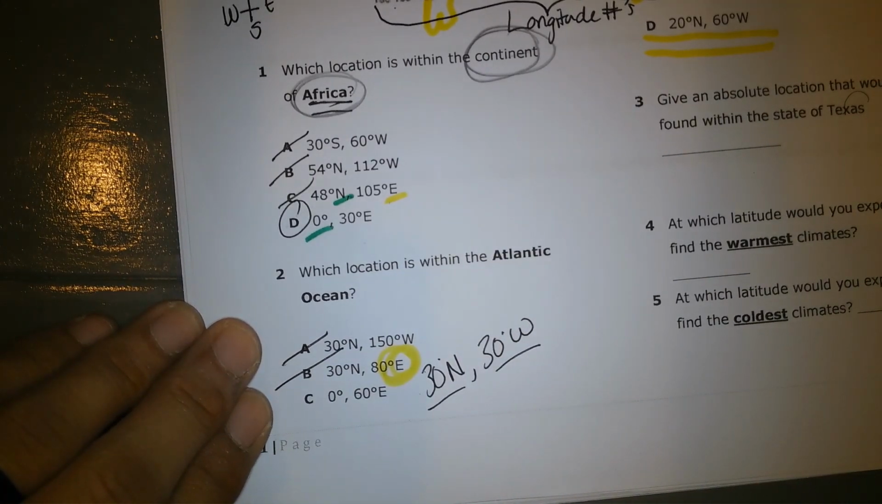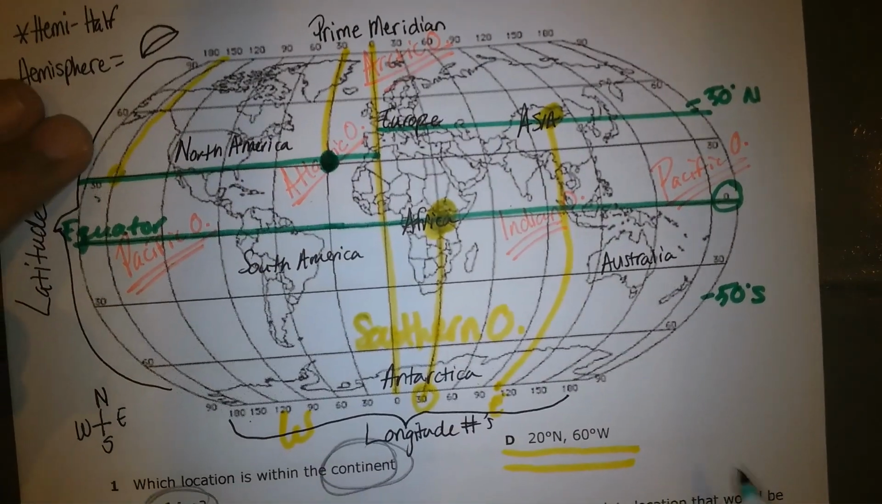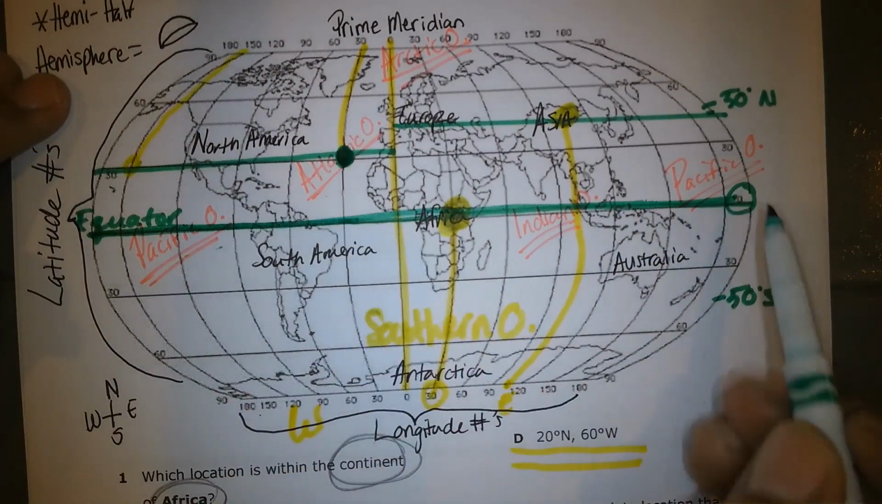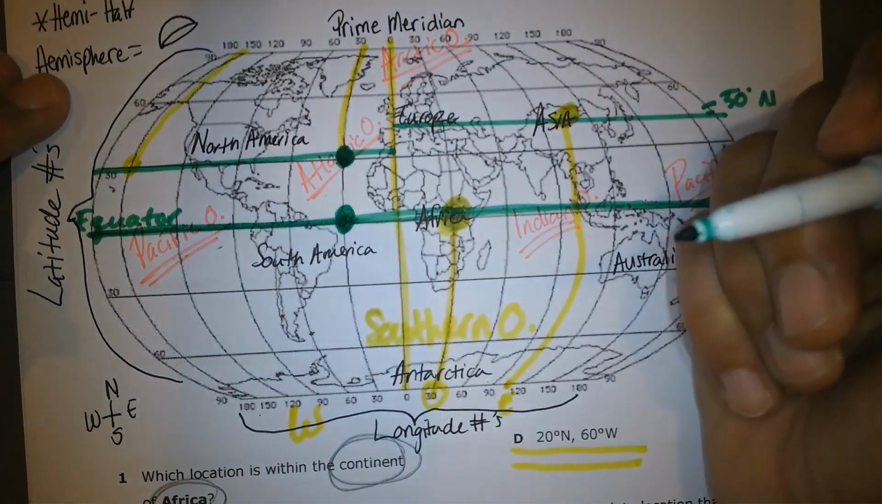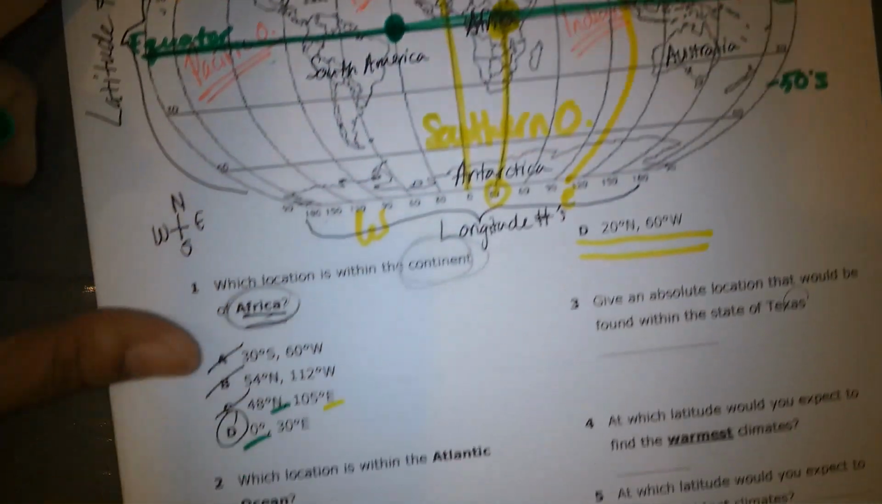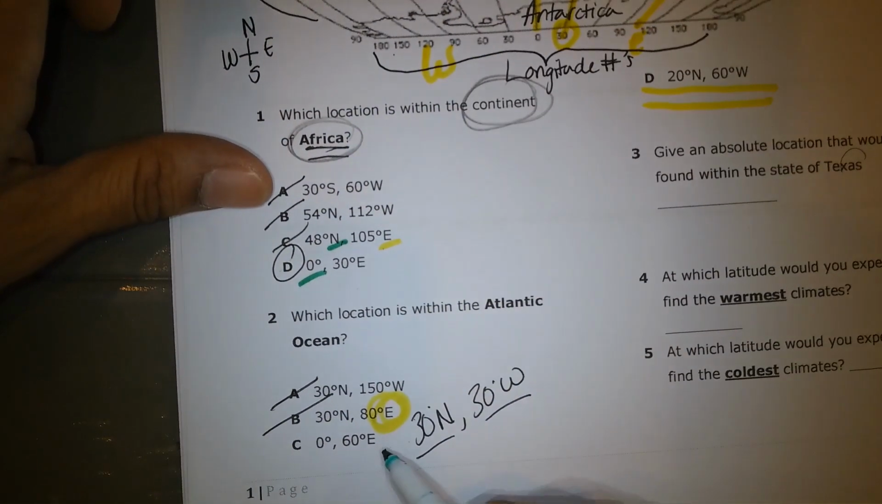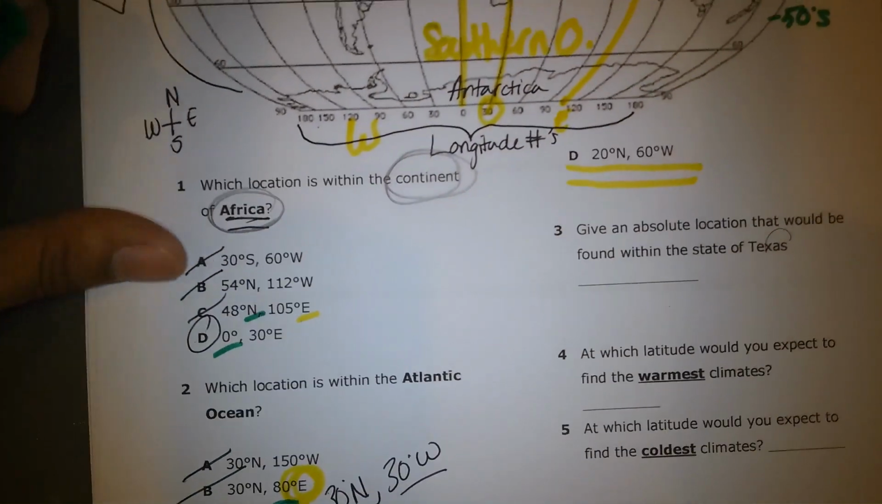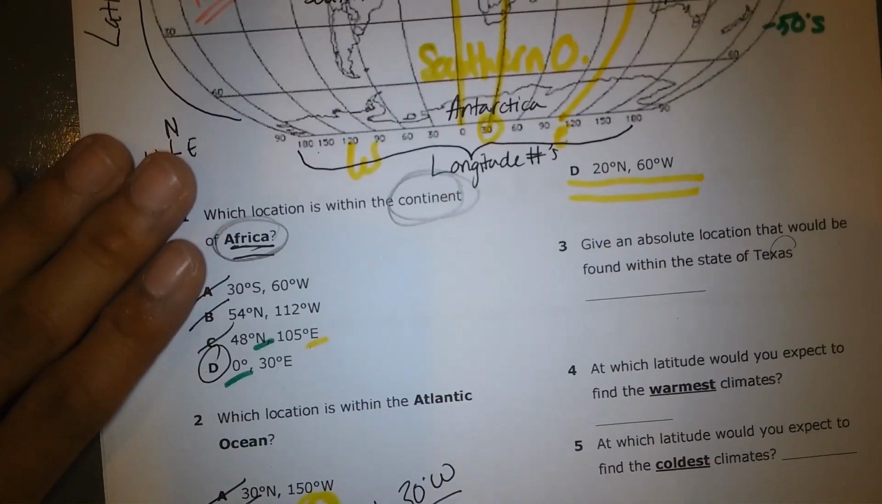Then I see 0 degrees latitude, which is already here, and it does run through the Atlantic Ocean. Okay, and then I see 60 degrees east. But that doesn't make sense because that's, again, on the eastern hemisphere. And again, the Atlantic Ocean only exists in the western. This is out.